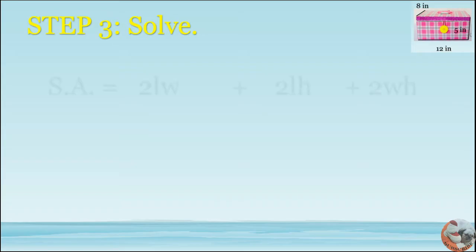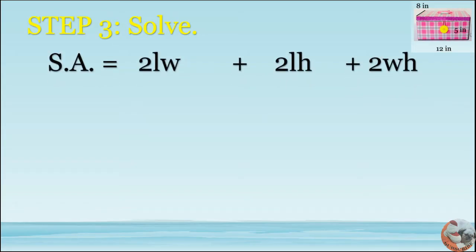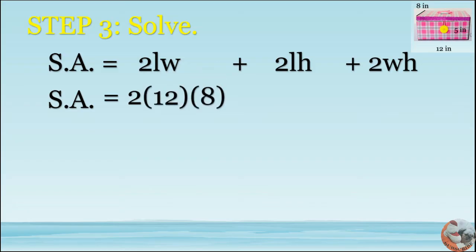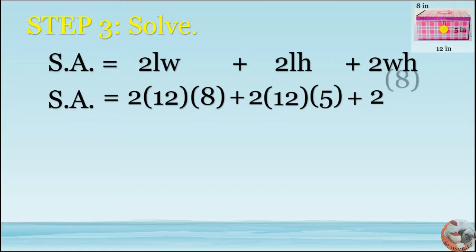Step 3. Solve. SA is equal to 2LW plus 2LH plus 2WH. Surface area is equal to 2 times the length, which is 12 inches, times the width, which is 8 inches, plus 2 times the length, which is 12 inches, and height, which is 5 inches, plus 2 times the width, which is 8 inches, and height, which is 5 inches.